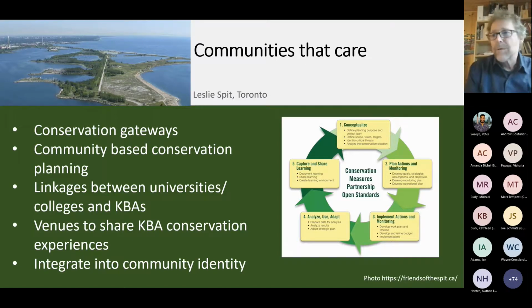A recent paper on improving the effectiveness of Ramsar sites recommended more focused attention on developing vision and objectives with regular reporting on key indicators to guide management. Developing community-based conservation plans for each KBA or groups of KBAs, perhaps using the open standards for the practice of conservation, would be a way to develop objectives and indicators to guide management and monitoring.